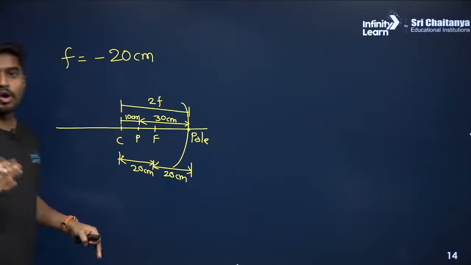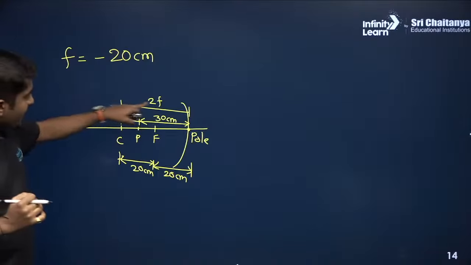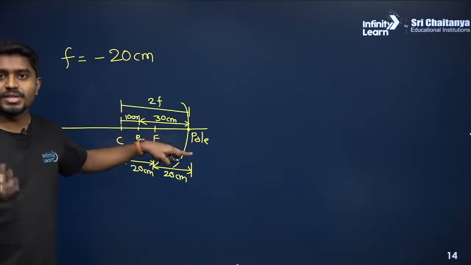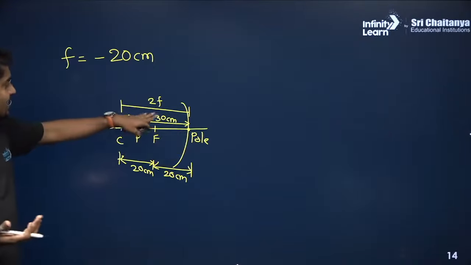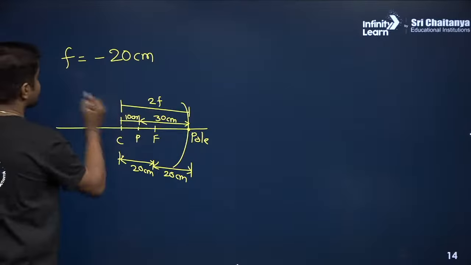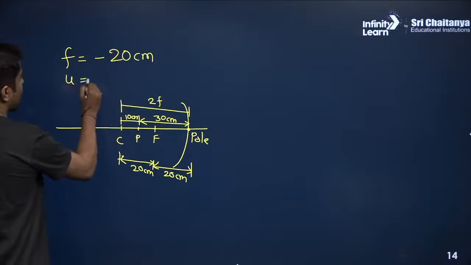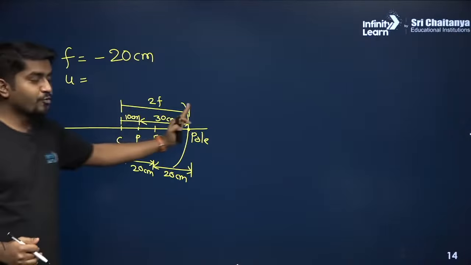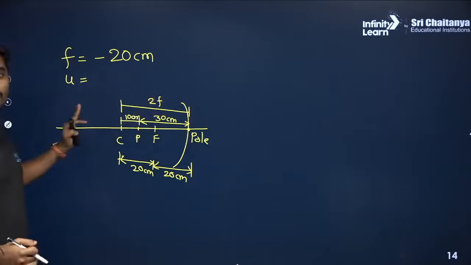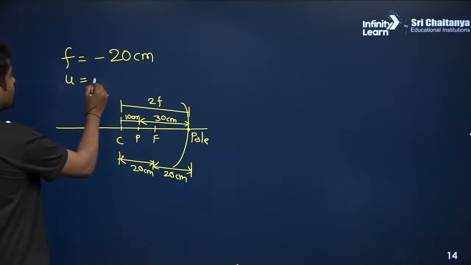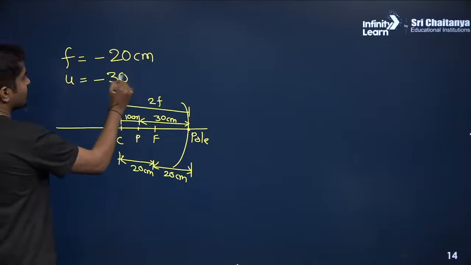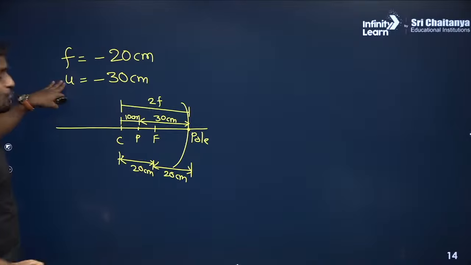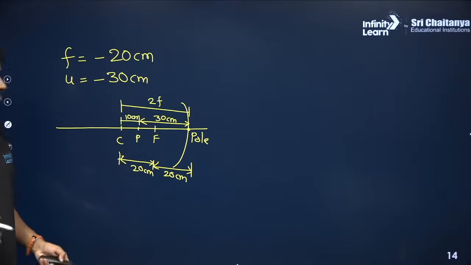So I am talking about distance, so that is why I have written all of them as positive. Okay, so there is a 30 centimeter. But what is this distance? There is our U. So now I have to correct the sign convention. This is on the left. From the pole, we are measuring on the left. So this is going to be minus 30 centimeter. There is a U, which is the object distance.